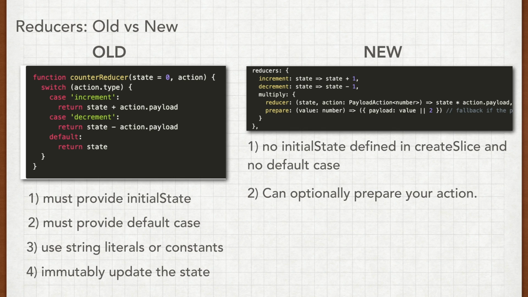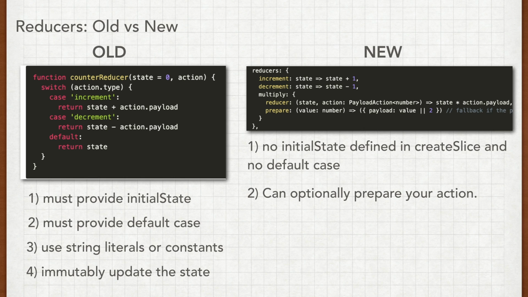Number 2, we can optionally prepare our actions. So remember, one thing that createSlice does is it automatically gives us the action types and the action creators. Now, the action creator that it automatically gives us may not be sufficient to adequately prepare the action that our action creator creates. So in that case, we could prepare the action type.